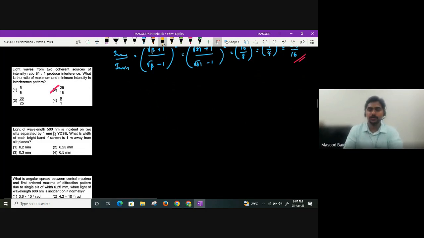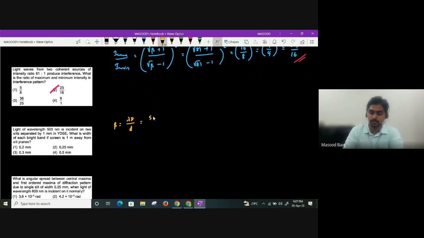Light of wavelength 500 nanometer is incident on two slits separated by 1 mm in Young's double slit experiment. What is the width of each bright band if the screen is at 1 m? Whether you take a dark band or bright band in Young's double slit experiment, their width is the same. How much is it? Lambda capital D by small d.